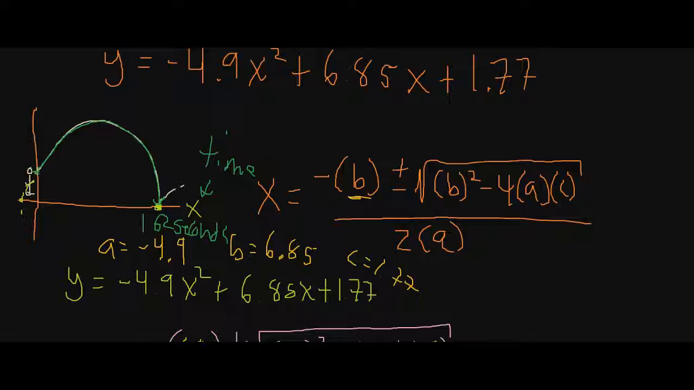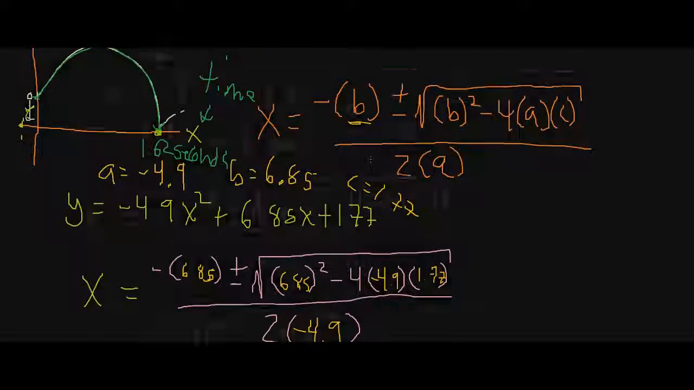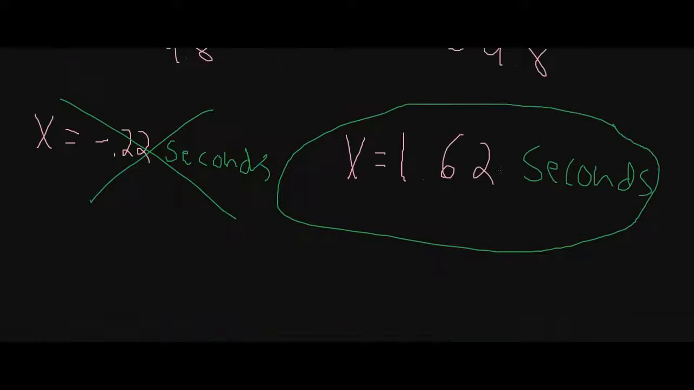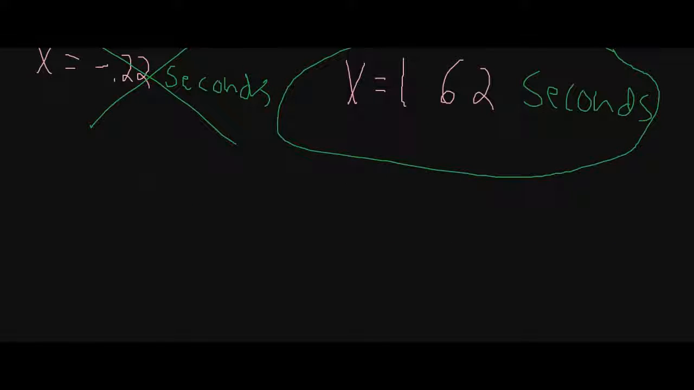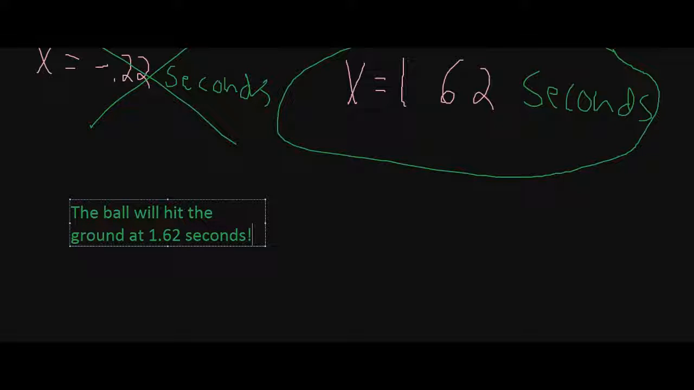So going back to our video, we could probably try to estimate it with our phone, but the ball is going to hit the ground at 1.62 seconds. So I can even just type that out here. You know, the ball will hit the ground at 1.62 seconds. There you go. And the answer is complete, right?